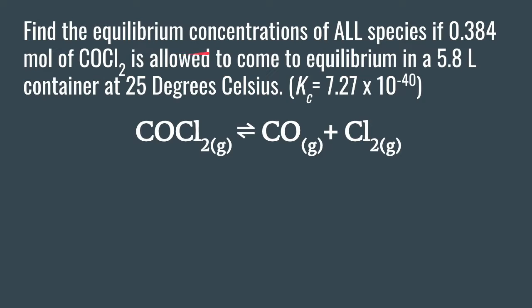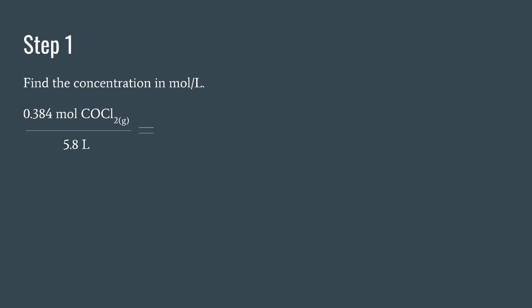Now if we take a closer look at the question, we can see that there are numbers to look for. We have 0.384 moles and then 5.8 liters. Since we only have moles and not moles per liter, we can divide 0.384 by 5.8 to find our moles per liter for phosgene. So that's exactly what I do here.